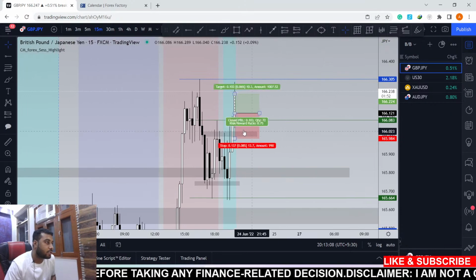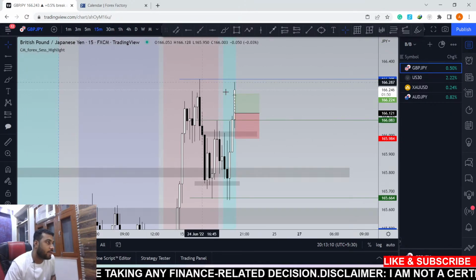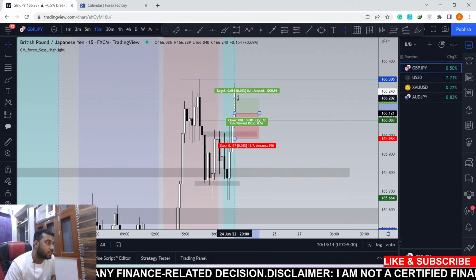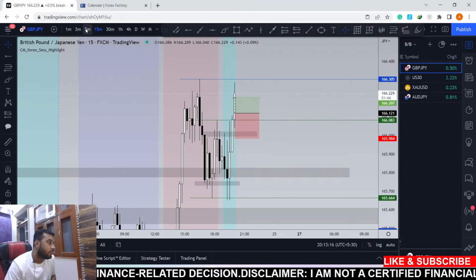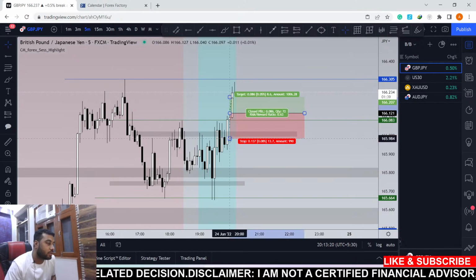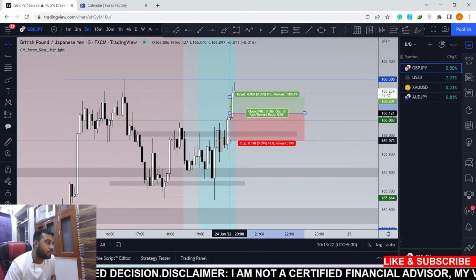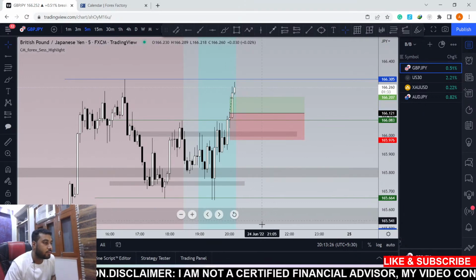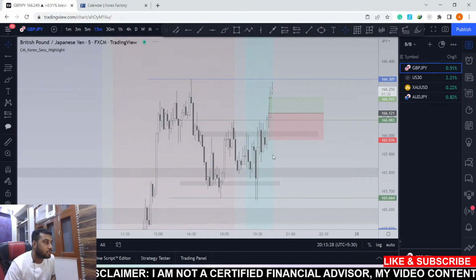Just checking how much percentage I would have made if I'm risking my trade somewhere around this area on the 15 minute time frame, and I'm risking the same trade on the 5 minute time frame. So we will definitely be somewhere around this one.